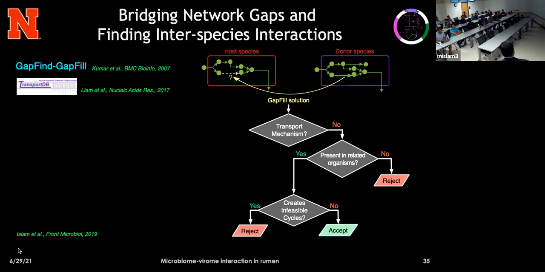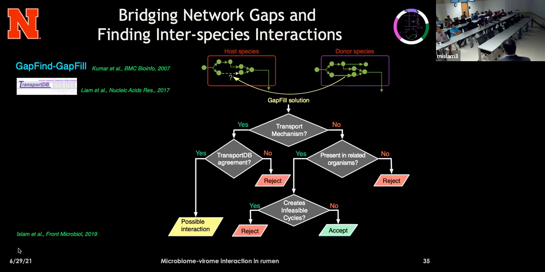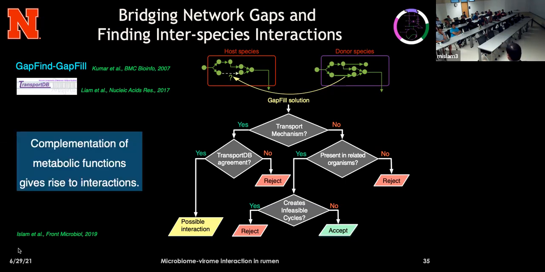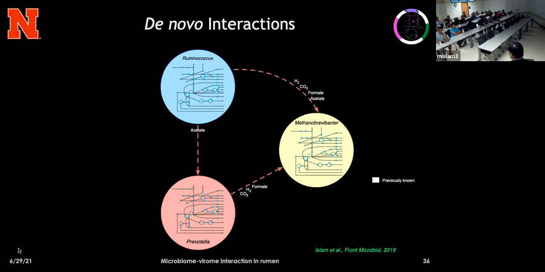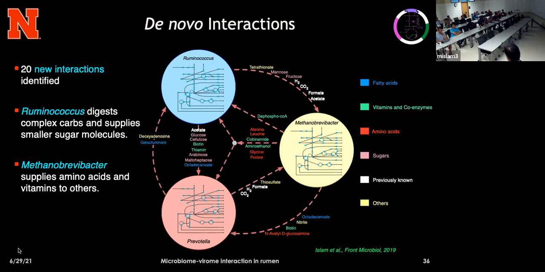What is interesting is that when it's a transport mechanism and we see that the host species has a transporter annotated for it, we hypothesize that it might be a potential interaction between the donor species and the host species. So the idea is that complementation of metabolic functions gives rise to interaction. So using this step-by-step procedure, we found some de novo interactions that are happening between the three species of our rumen microbial ecosystem. Now, in the white font, you see the already known metabolic transactions between the three species, but we found 20 new interactions of different metabolites, including small sugar molecules, vitamins, cofactors, and amino acids.